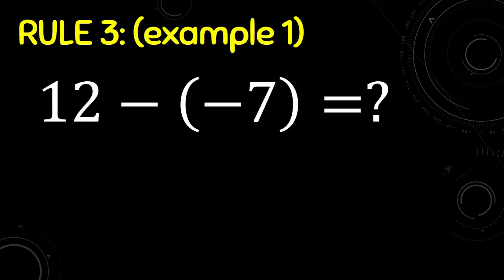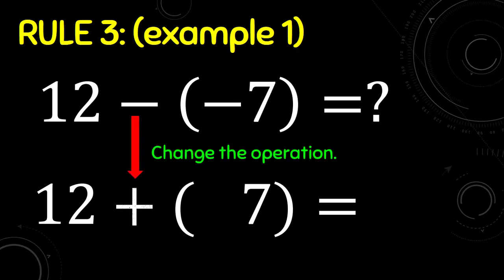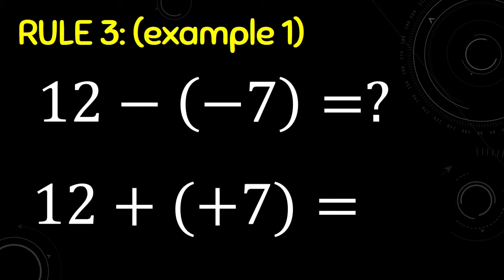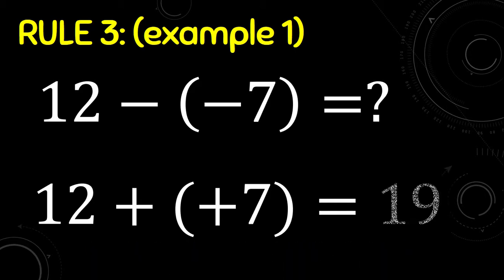We have here positive 12 minus negative 7. Based on the rule, we change subtraction into addition. And our negative 7 will become positive. Applying our first rule, we add two positive numbers, so that is 12 plus 7. The result is positive 19.